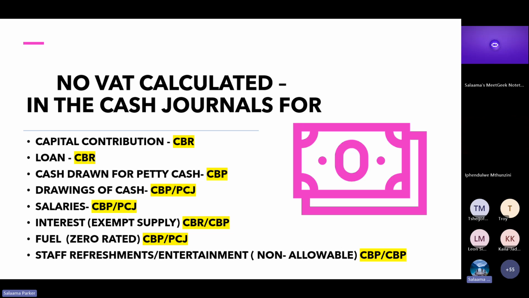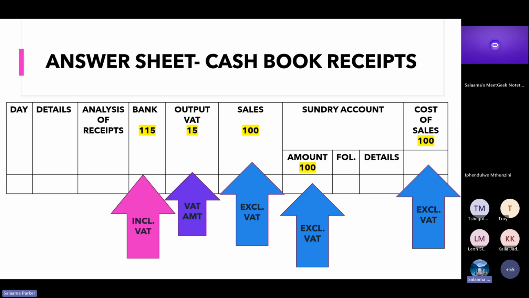And then also our staff refreshments or entertainment expenses, non-allowable also, whether in the cash book payments or, sorry, I meant to say petty cash journal, we do not record VAT. Everybody happy with this? Just giving you a reminder again. Please, you have to remember this.